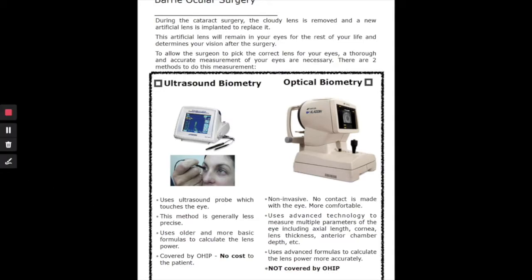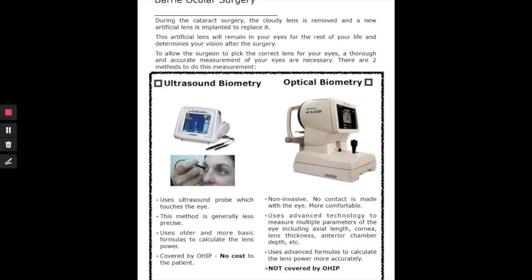Prior to your visit with us, you have to make sure you pick one of these two options. Patients often ask me what my recommendations are. Optical biometry has been the gold standard way of measuring the eye for the past decade or so. So I definitely recommend the optical biometry.